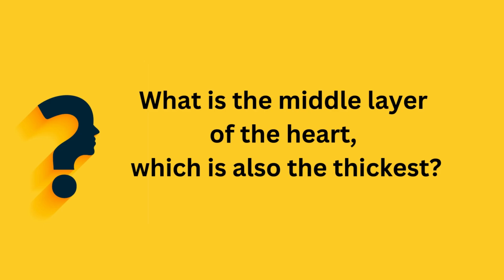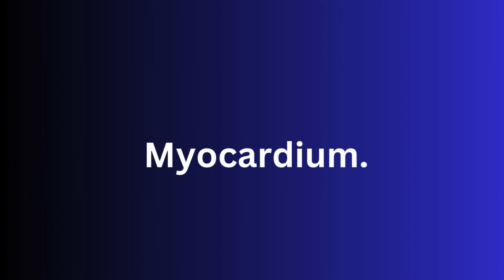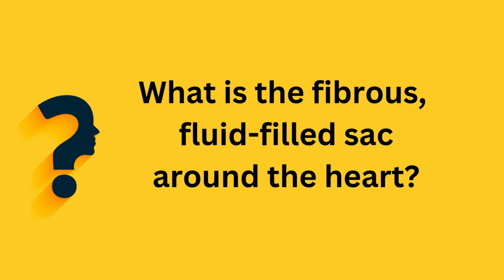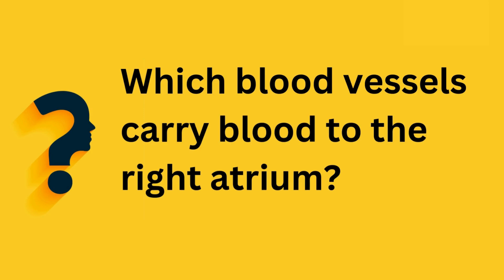Endocardium. What is the middle layer of the heart, which is also the thickest? Myocardium. Outer layer, and outer sac enclosing the heart? Epicardium. What is the fibrous fluid-filled sac around the heart? Pericardium. Which blood vessels carry blood to the right atrium?